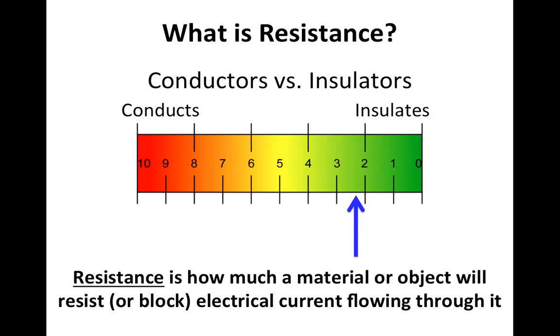And so resistance is basically measuring that, giving that a number. It's how much a material or an object will resist or block electrical current flowing through it. It could block it a lot, or it could block it just a little bit. And so you can use that to adjust how much current actually flows through a circuit.